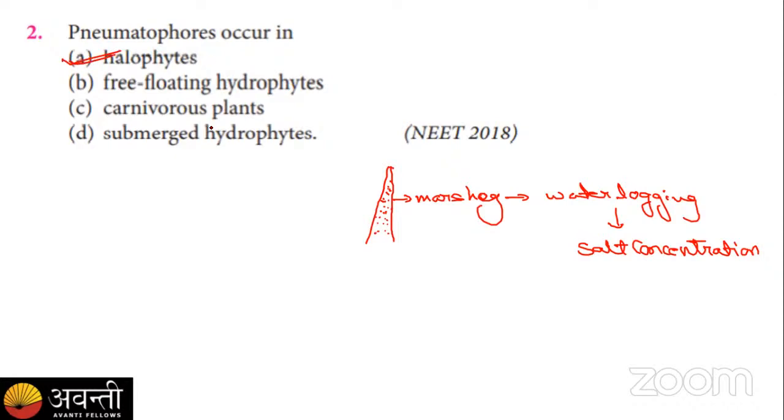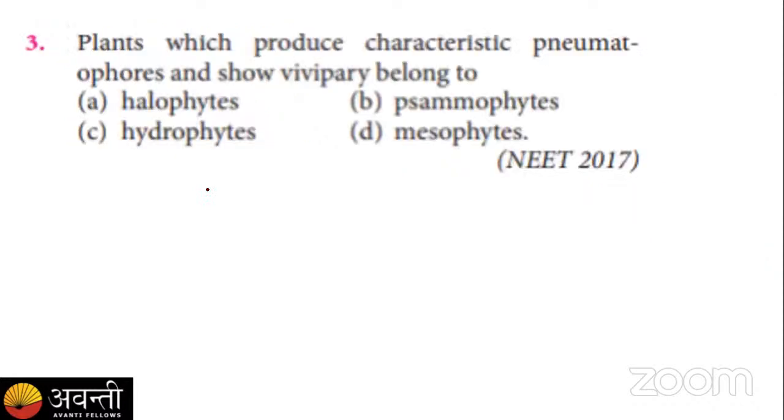Now let's move to the next question, question number 3, which says: plants which produce characteristic pneumatophores and show vivipary belong to? The term vivipary means the seeds start germinating on the branch itself without coming in contact with the soil. So these plants which have pneumatophores in nature are viviparous. The options are A, halophytes, B, xerophytes, C, hydrophytes, and D, mesophytes.